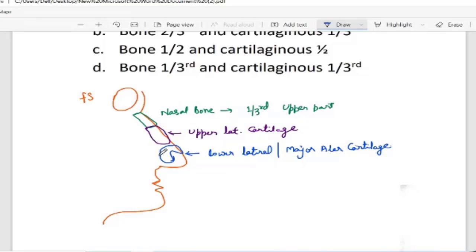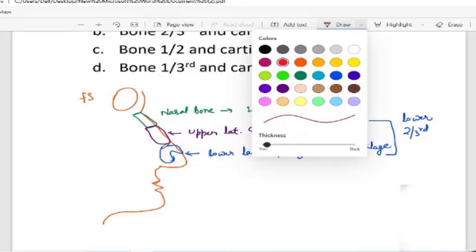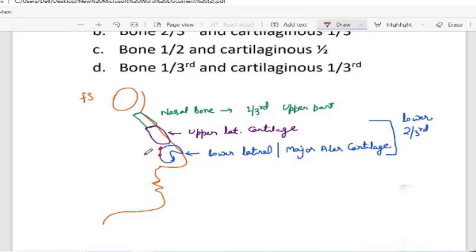So as you can see, this is my external nose. The uppermost part is formed by the bone, that is the nasal bone, which constitutes around the upper 1/3. Below that, the lower 2/3 part is formed by the cartilaginous part. These cartilages are the upper lateral cartilage and the lower lateral cartilage. Beyond the lower lateral cartilage, there are also small cartilages, which are known as minor alar cartilages.